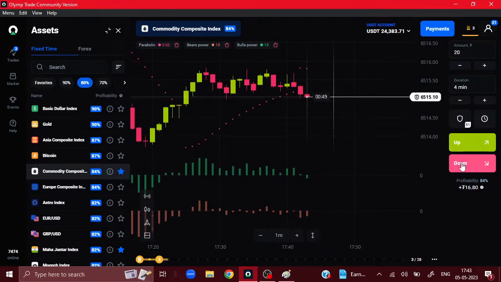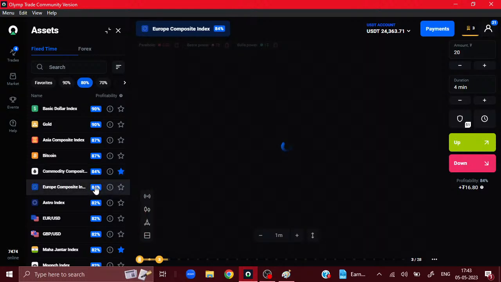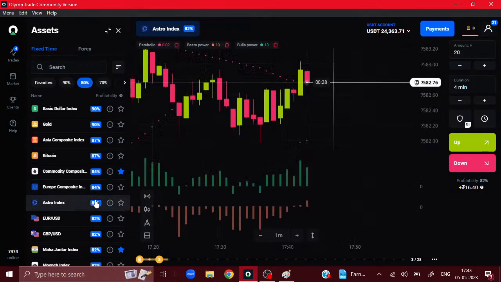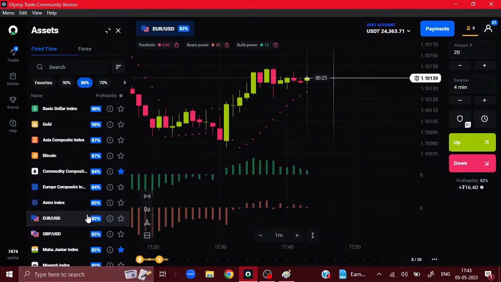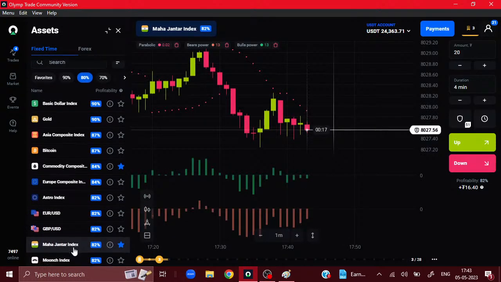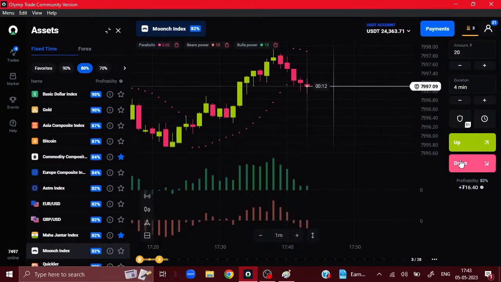Okay, commodity composite index is also indicating in the downward direction. Both bull's power oscillator and bear's power oscillator are indicating below the zero line. Parabolic has shifted above the candle, so it is a signal for a down trade. In Mooch index also we have an entry for a down trade.